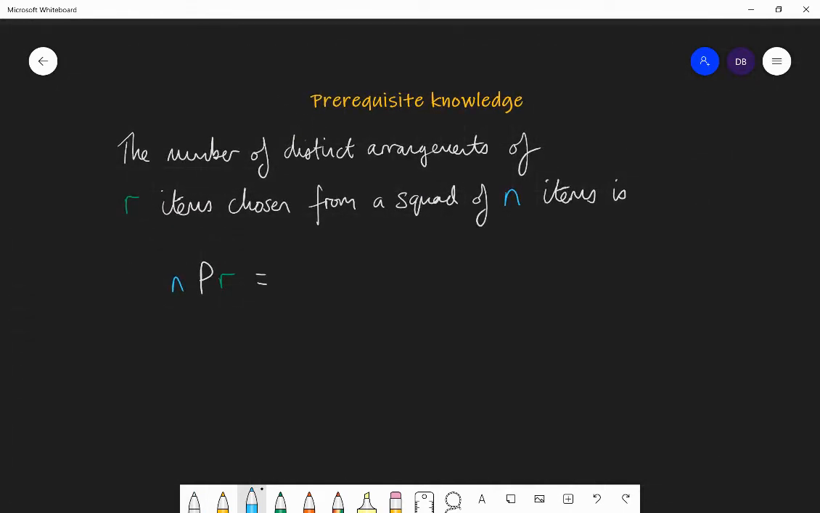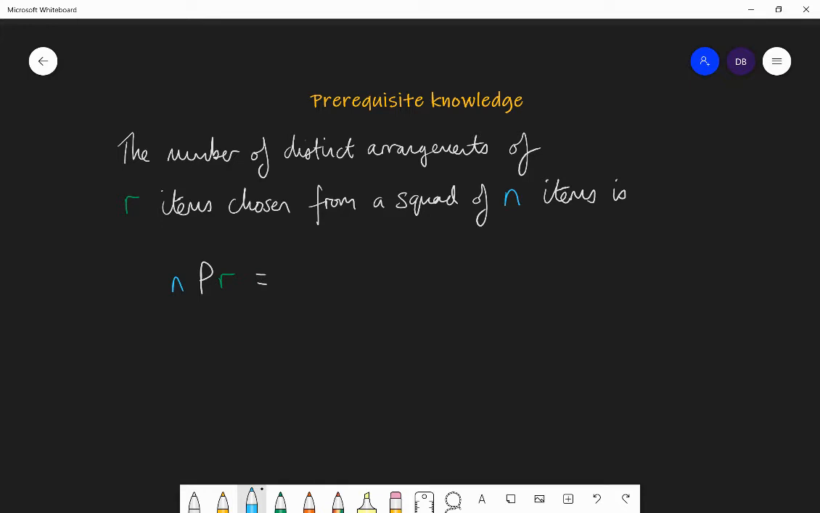So, the prerequisite knowledge we need is how to find the number of distinct arrangements of r items chosen from a squad of n items. For example, the number of different ways we can arrange a five-a-side team if we have seven people to choose from, where the positions matter. So who do I pick for goalkeeper? Who do I pick for the defender? Who do I pick for the two midfielders, the left midfielder and the right midfielder? And who do I pick for the striker?